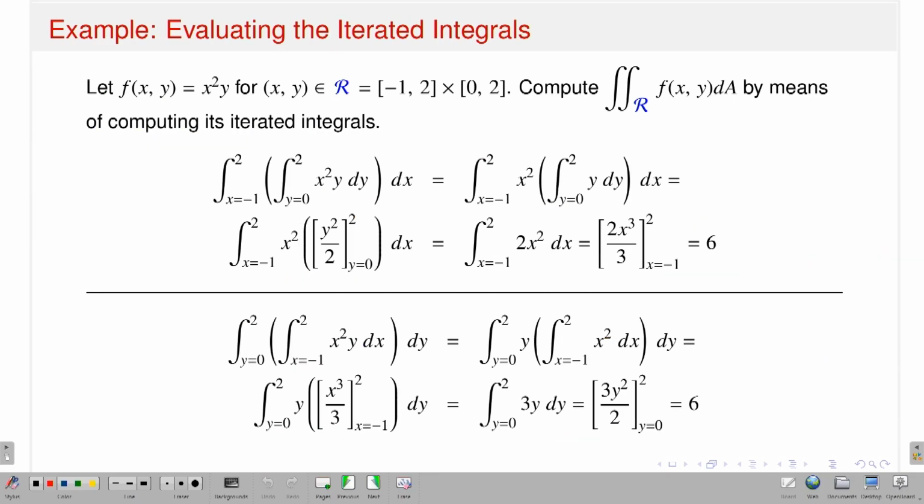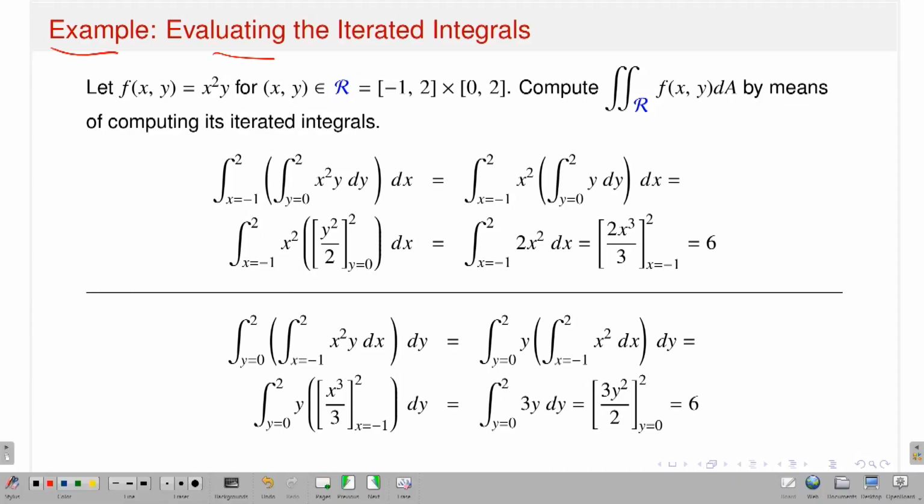As I said, if I give some example, it will be more clear. Look, example: evaluating the iterated integrals. So, what to do? Let f be a function f of x, y, which is x squared times y. Again, your region is very nice, it is a bounded rectangular region. Then you have to compute, suppose, this double integral. Now, you know that since my function is continuous and you have a bounded rectangular region, Fubini's theorem says that the value of the double integral exists.